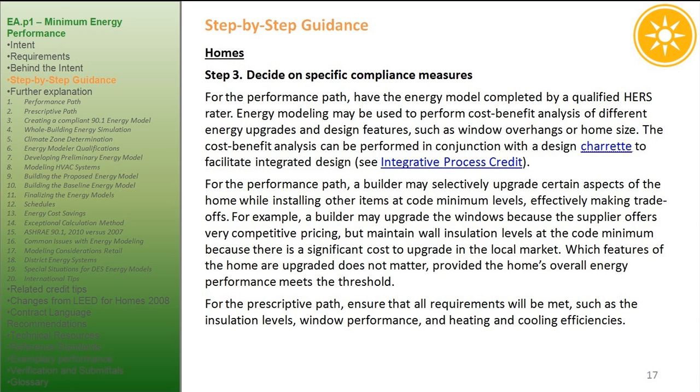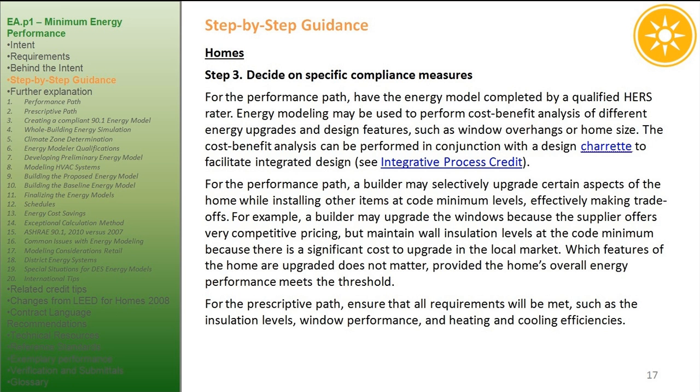For the performance path, a builder may selectively upgrade certain aspects of the home while installing other items at code minimum levels, effectively making trade-offs. For example, a builder may upgrade the windows because the supplier offers very competitive pricing, but maintain wall insulation levels at the code minimum because there is a significant cost to upgrade in the local market. Which features of the home are upgraded does not matter, provided the home's overall energy performance meets the threshold.